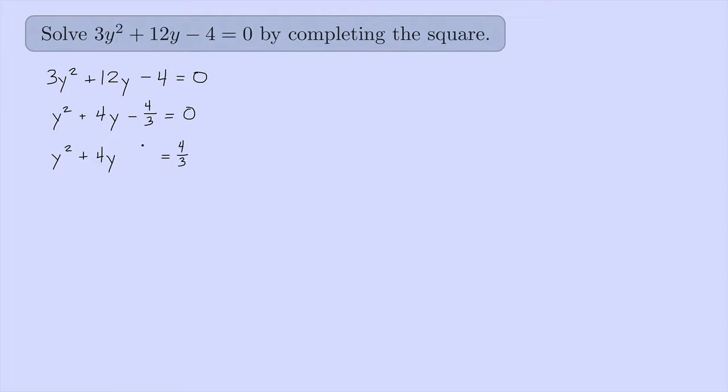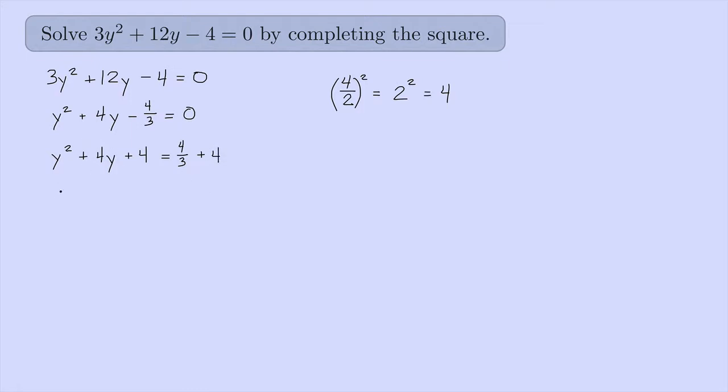And now I need to figure out what goes in the space. So the rule is you take whatever's in front of the y, or in front of the x, or whatever the variable is, not the squared term, but just the regular y. So that would be a 4. We divide it by 2, and then we square that whole thing. So 4 divided by 2, that's 2 squared. 2 squared, that's 4. So I'm going to add 4 to both sides. So this is a 4, and I also have to add a 4 here.